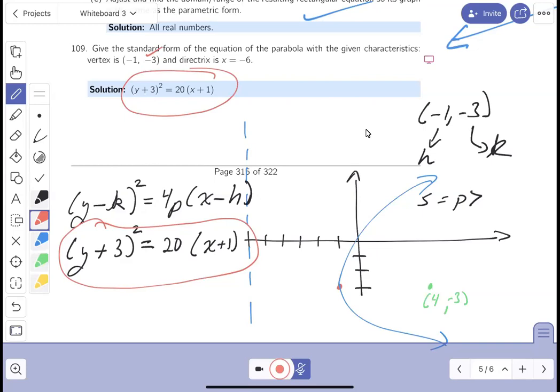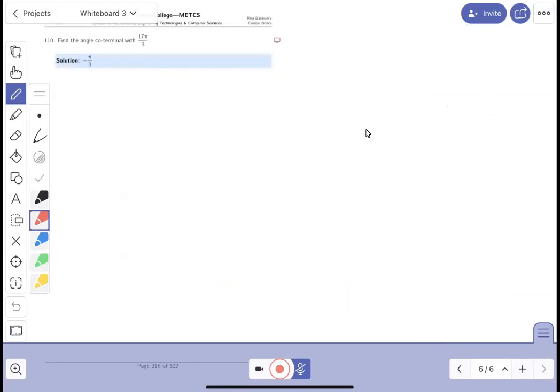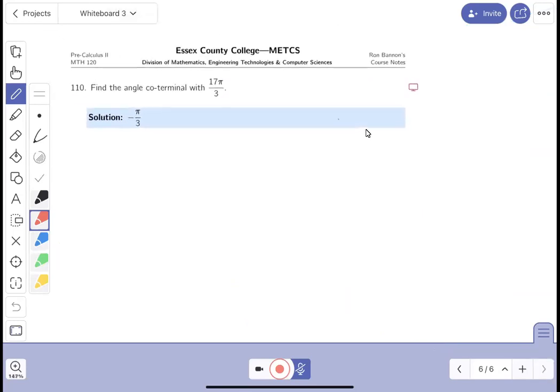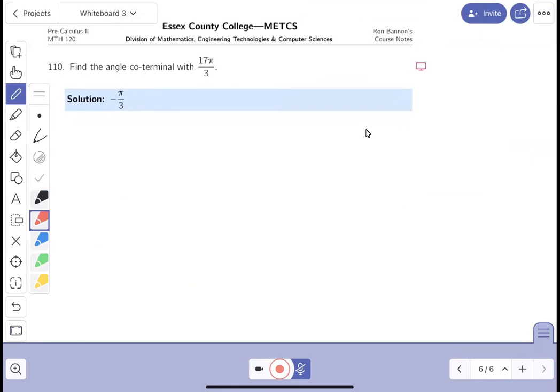Let's go to the next page. I think it's the very last problem. And this is like, I would love to see a problem like this in an exam. But it says, find the coterminal angle. Oh, yeah, maybe I should write this down. 17 pi over 3.